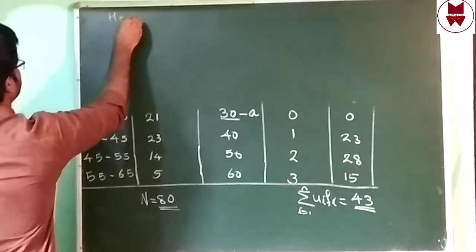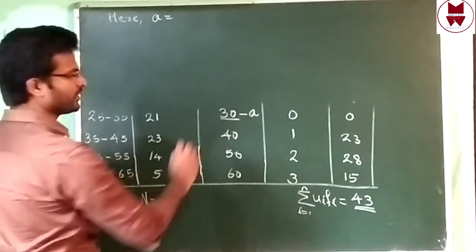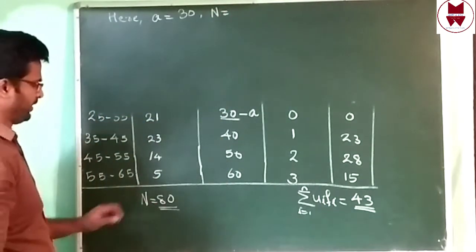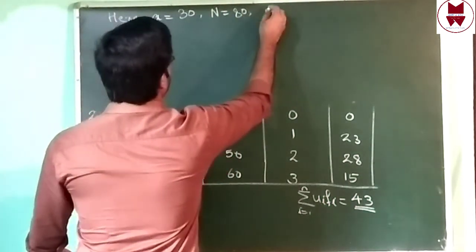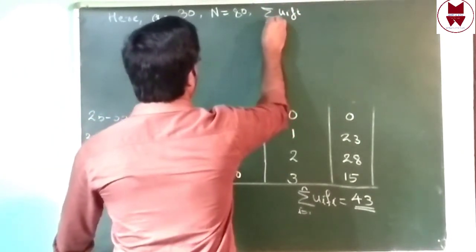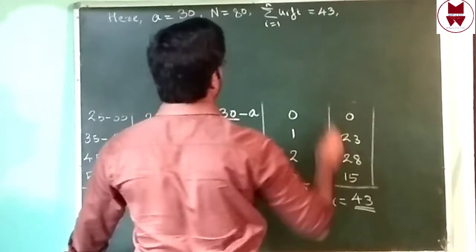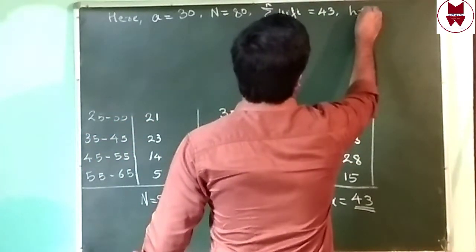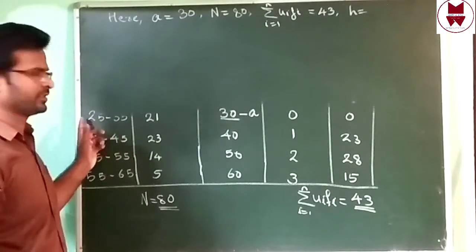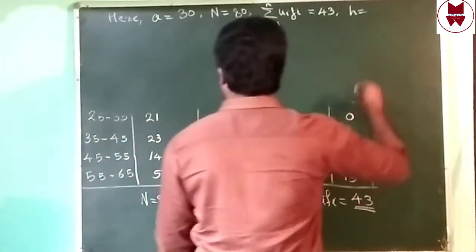Here A equal to, assumed mean, already we took 30. n equal to 80. Sum of ui fi, i equal to 1 to n, equal to 43. Then h. h means class width. What is the class width? 35 minus 25, you will get 10. Otherwise 45 minus 35, you will get 10. Isn't it? Then the class width will be 10.